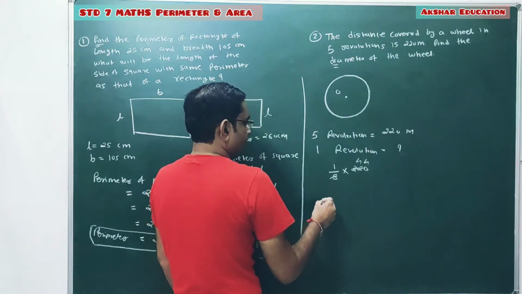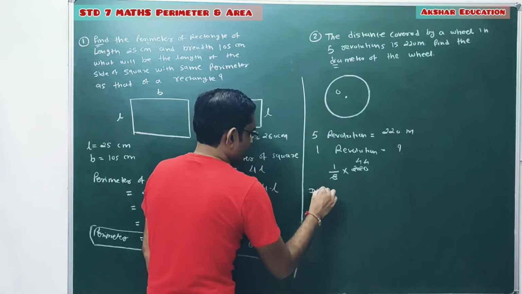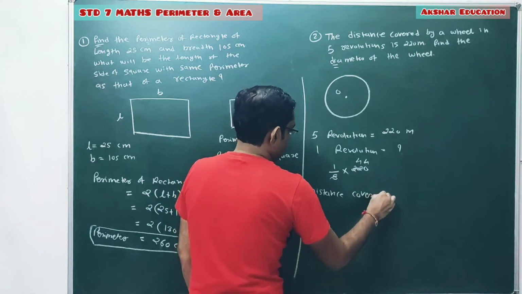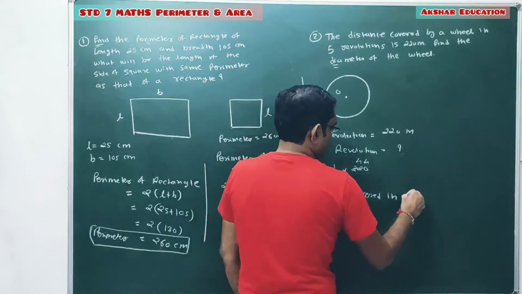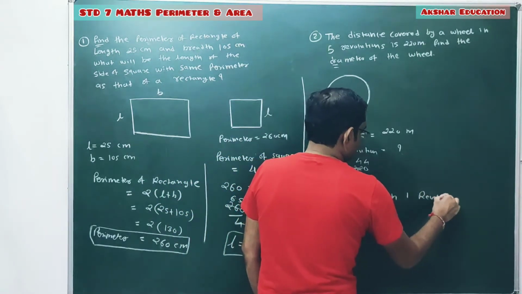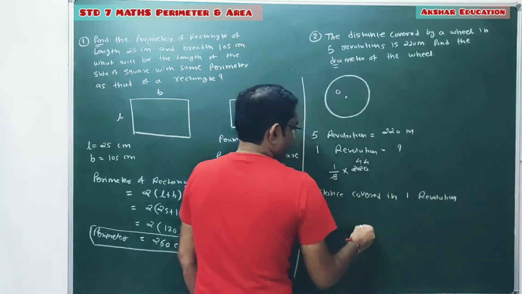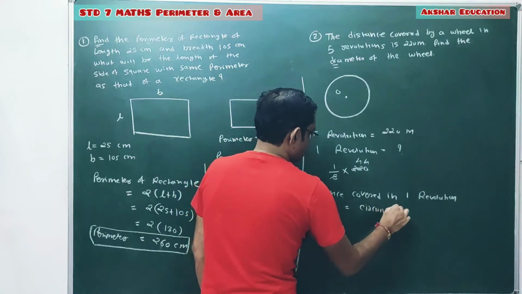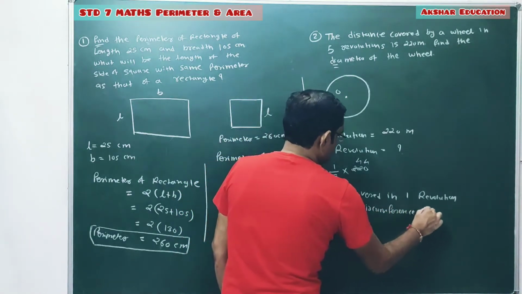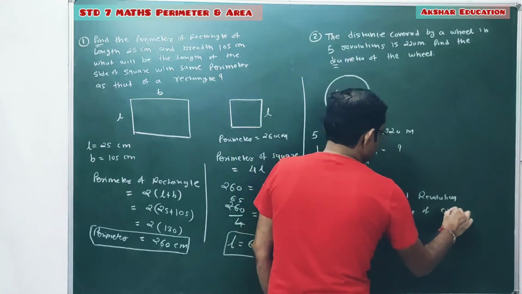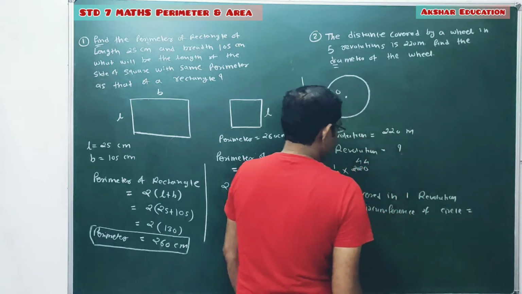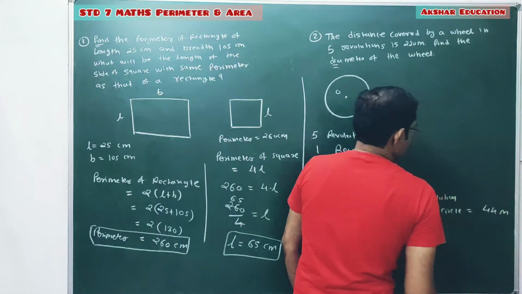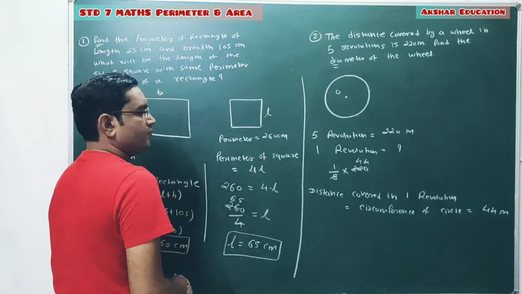So distance covered in one revolution is nothing but the circumference of the circle, and that circumference of the circle is nothing but 44 meter. Done. Circumference of circle is 44 meter.